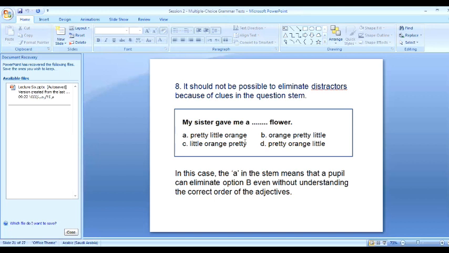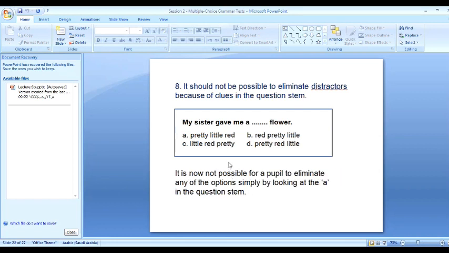So what makes a good multiple choice question test? It should not be possible to eliminate options. Don't give the student a chance to eliminate distractors because of clues, because you give them a clue here with "a". They know that option B cannot be the answer because it's "an orange," not "a orange." So they will eliminate this, and then choose from A, C, and D. In this case, the "a" in the stem means that a pupil can eliminate option B even without understanding the correct order of the adjectives. Don't give them clues in the stem.